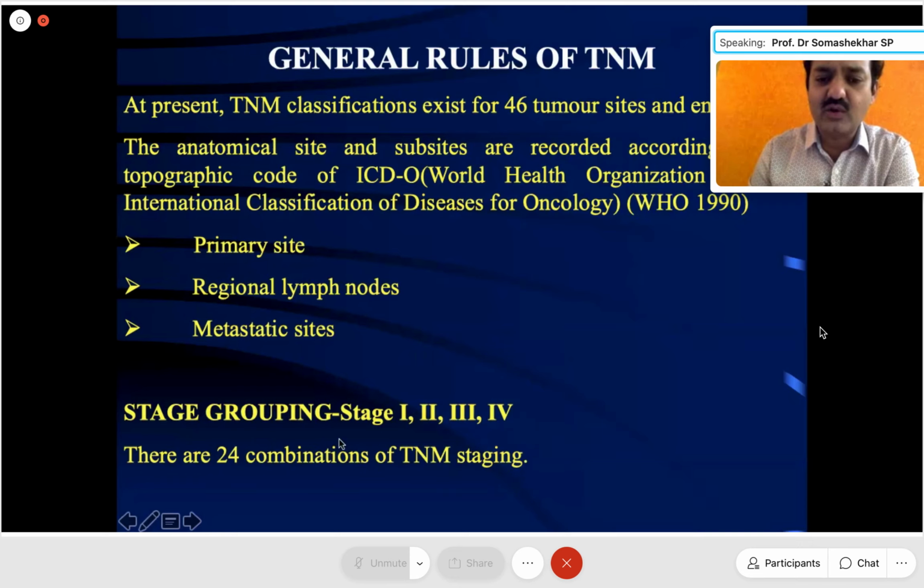I told you there are only stage 1, 2, 3, 4. The exception is Wilms, which has 5. Thyroid has only stage 1 and 2 in well differentiated, early, younger age. And then you have only stage 3 in testicular malignancy. So totally it forms 24 combinations. If somebody asks, what is the stage grouping? Don't say T2, N1, N0. TNM is a TNM. Stage grouping is stage 1, 2A, 2B, 3A, 3B, 4A, 4B like that.